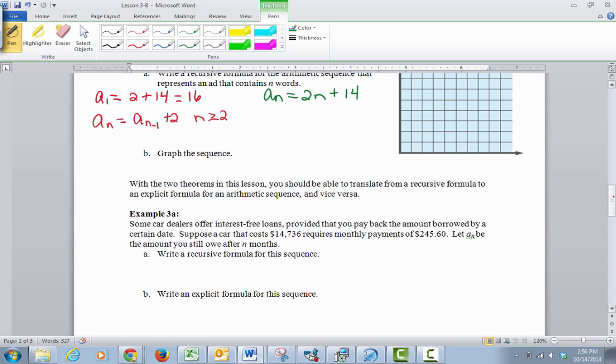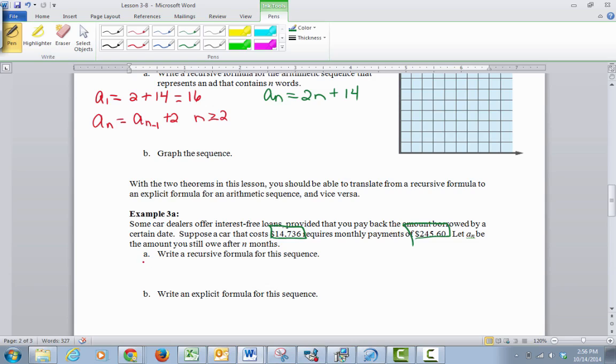Okay, so example 3A. Some car dealers offer interest-free loans provided that you pay back an amount borrowed by a certain date. Suppose a car costs this much right here. It requires this many payments a month. Let A sub n be the amount you still owe after n months. We need to make a recursive formula and an explicit formula for this.